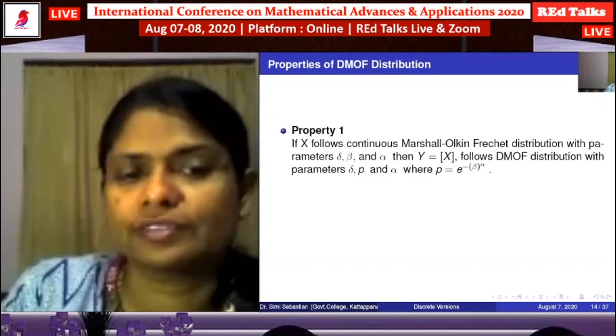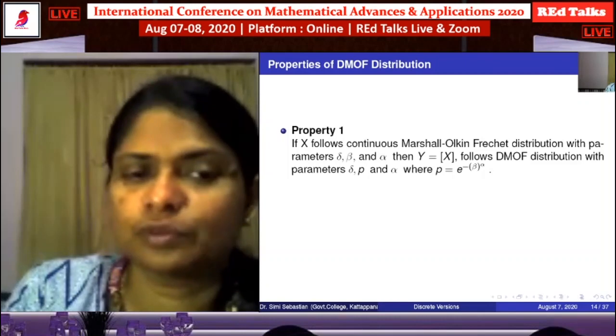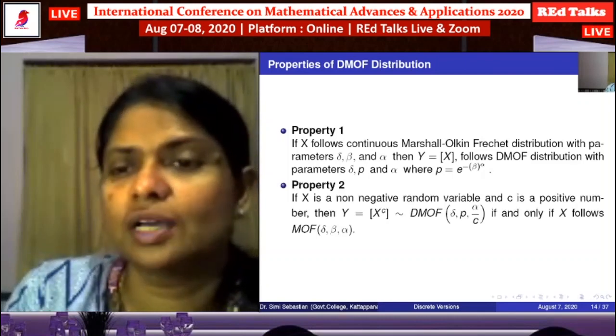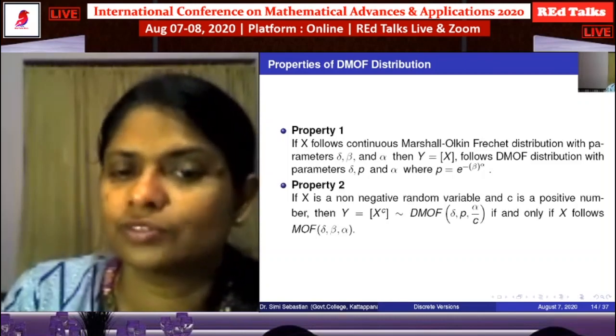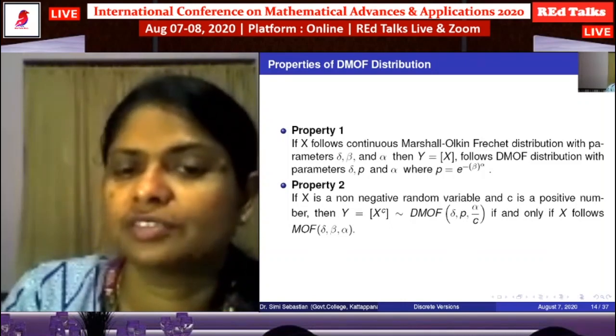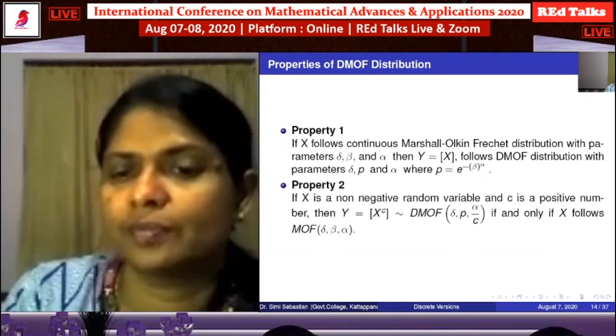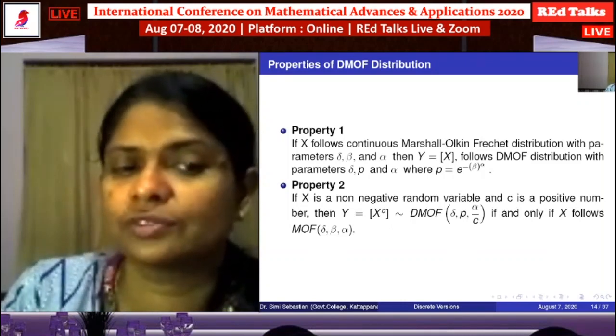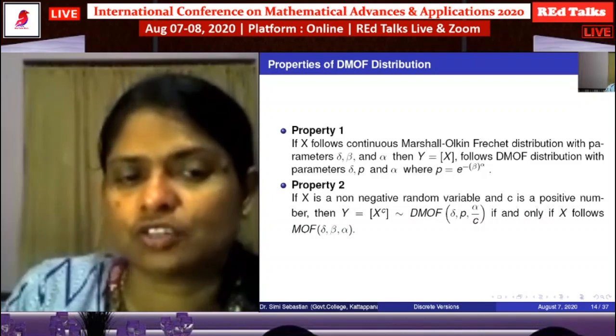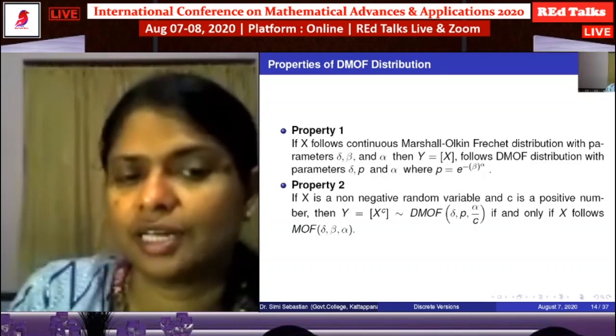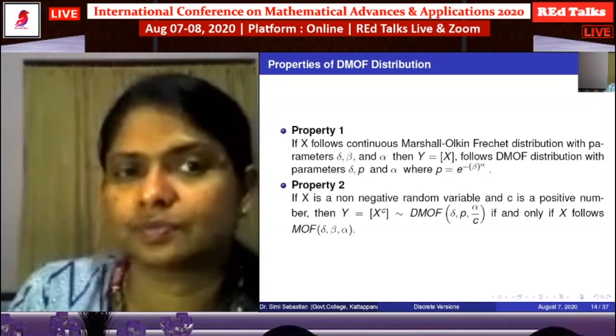Property 2: if X is a non-negative random variable and c is a positive number, then Y, the integer part of X raised to c, follows DMOF with the parameters delta, p and alpha by c, if and only if X follows a Marshall-Olkin distribution with the parameters delta, beta and alpha.